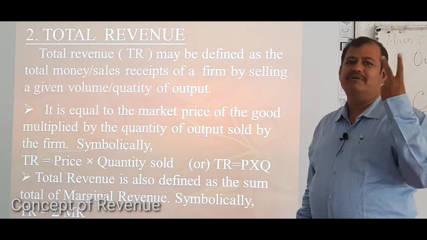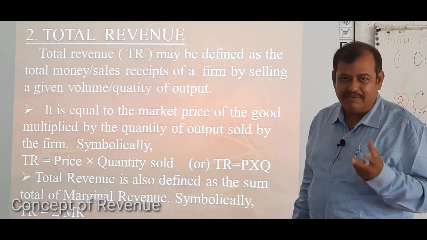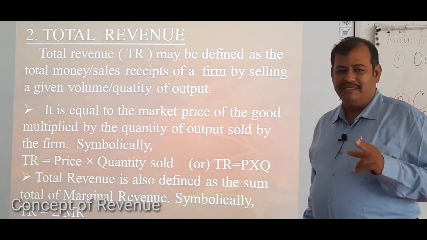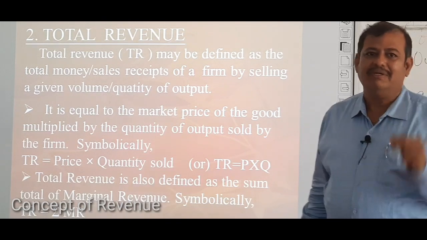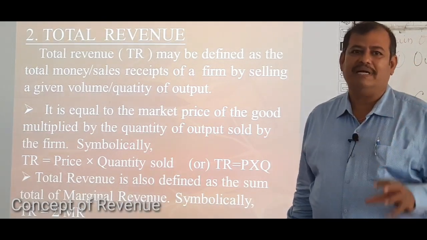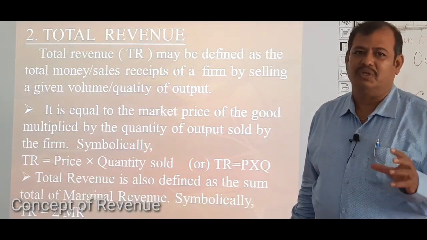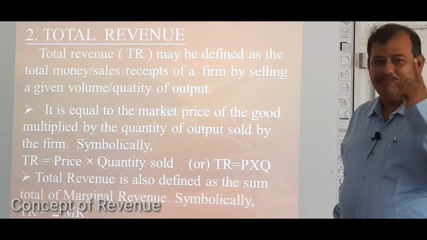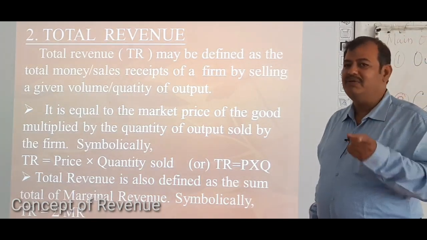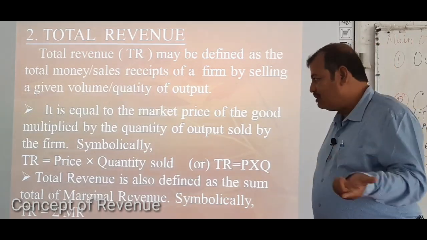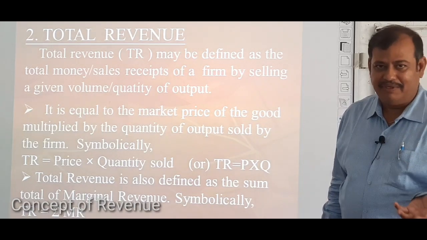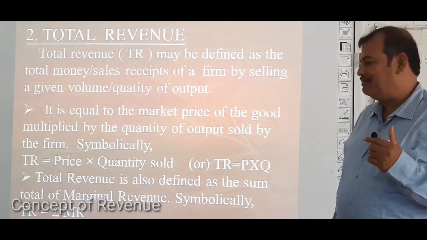Total revenue can be found in two ways: in terms of marginal revenue or in terms of average revenue. In terms of average revenue, total revenue is equal to average revenue multiplied by the units of output sold, that is AR into Q, or price into Q, P into Q. The other way, total revenue is the sum total of marginal revenue, that is TR equals sigma MR.